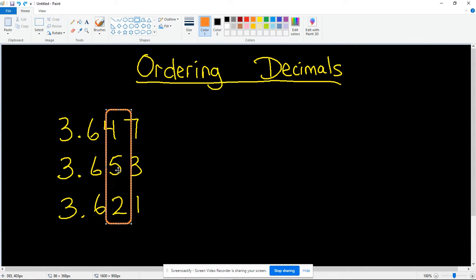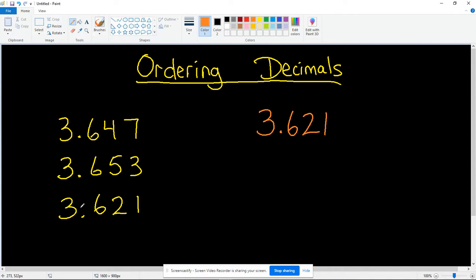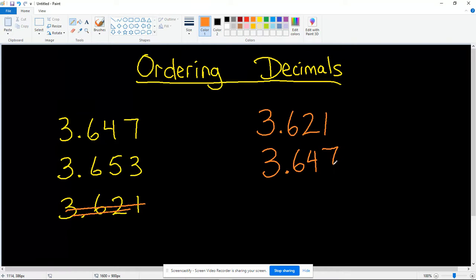So now you're only looking here. This is the 100ths column. And in the 100ths column, which is the lowest number? That number would go first, 3.621, because this 2 is lowest. So you cross that one out, you put it over here. Now the competition is right here. Which number is lower? The 4 is lower. So you know that one is next, 3.647. This 7 doesn't matter because it's in the thousandths column. So now this one goes last.